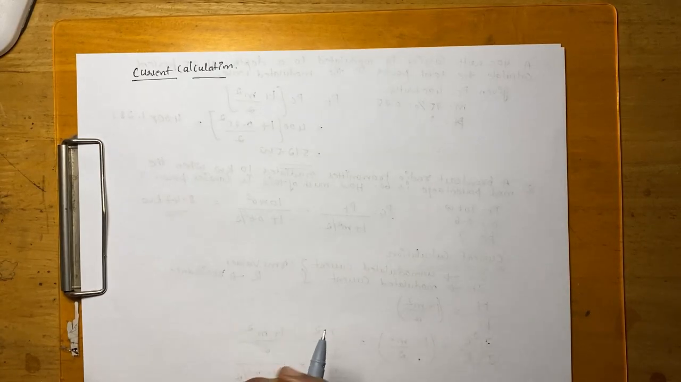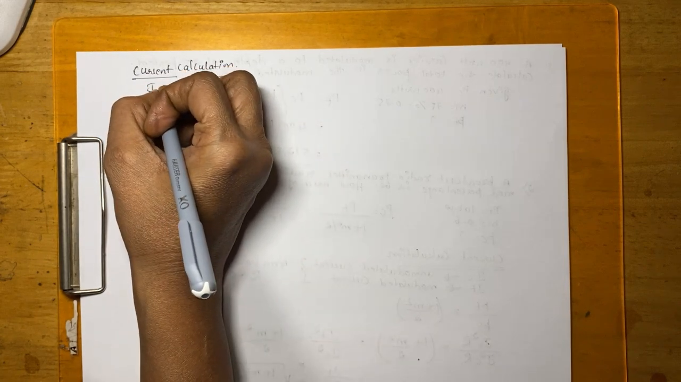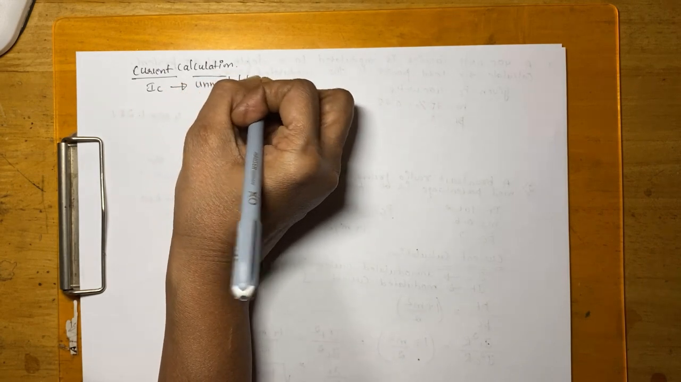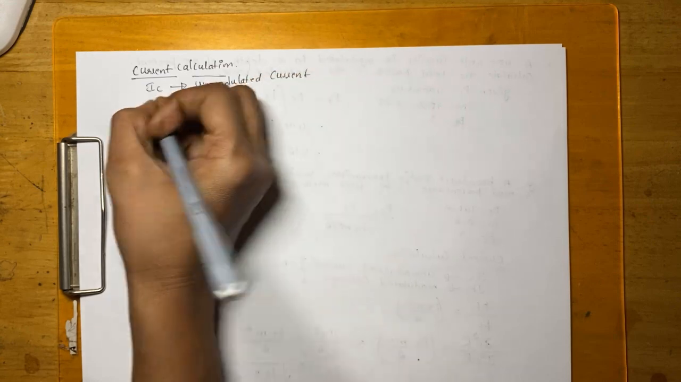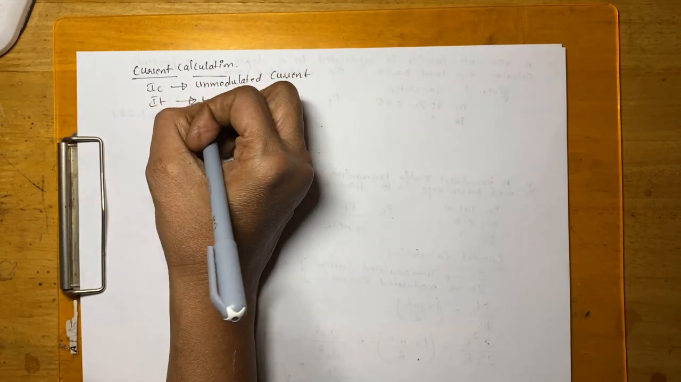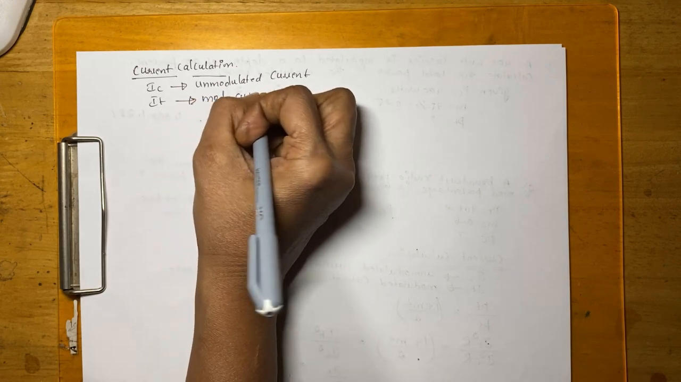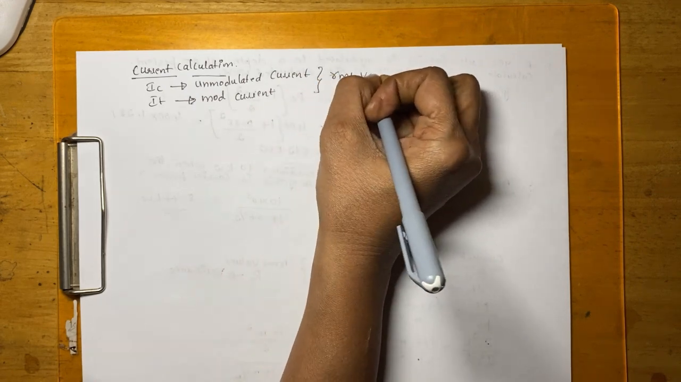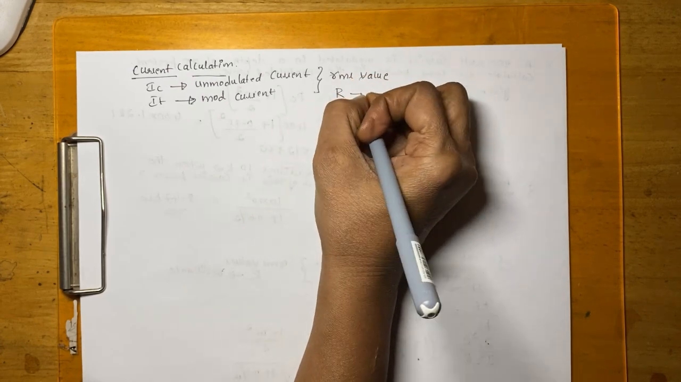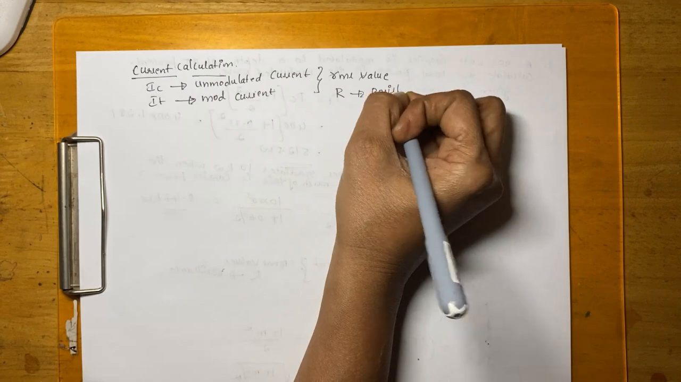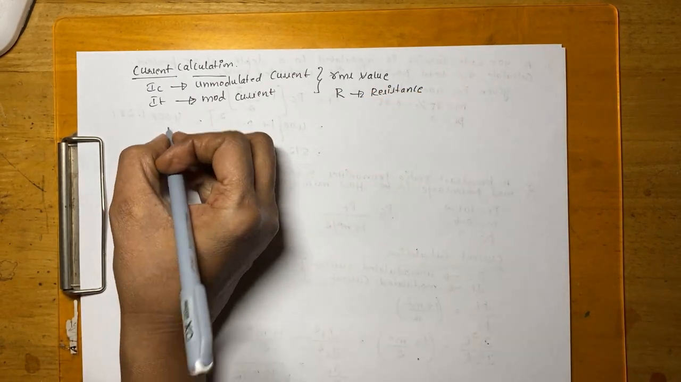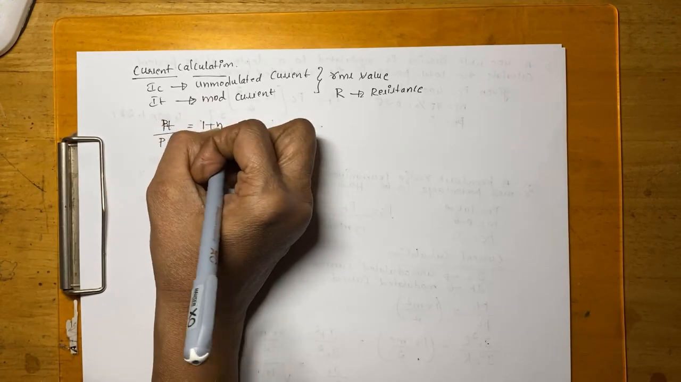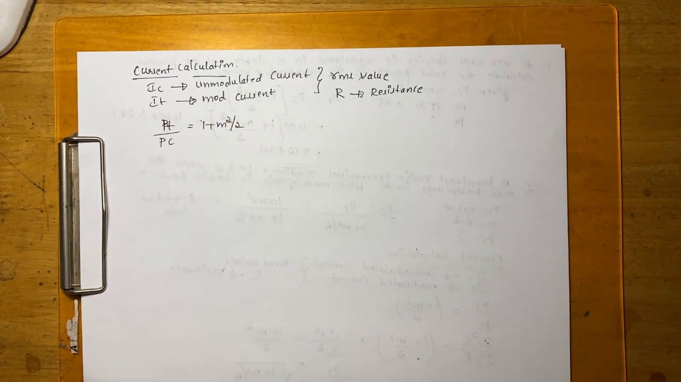The next one is the current calculation. So here let IC be the unmodulated current and IT be the modulated current of an AM transmitter, both being the RMS values, and where R is nothing but the resistance in which these currents flow. Then PT by PC is given by 1 plus m square by 2. We have already seen this formula.